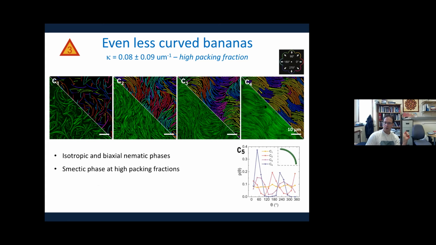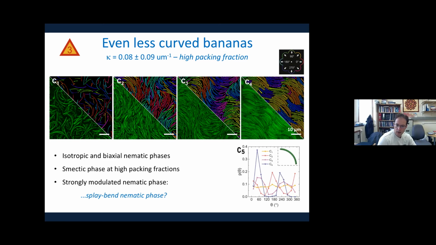So in C4, the highest packing fraction, we again see the smectic phases at very high packing fraction, confirmed by these double peaks in the polar angle distribution. But what is really the cool part here is that in C3, at this packing fraction, we see a strongly modulated nematic phase. And if you remember my picture of the splay-bend nematic phase, that's one of the hallmarks: you've got a planar, in the plane, very strong modulation of the local director field. Of the local director, sorry, I should say it like that.